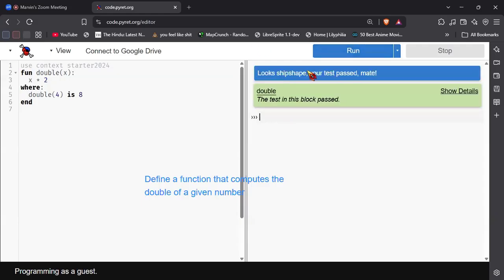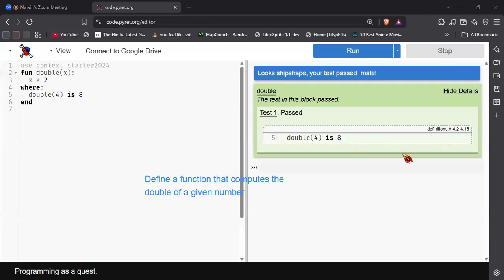Ta-da! We'll see something on the right-hand side. It says the test in this block passed. Looks ship-shape. Your test passed. Can we click on show details? Yeah, so this is a very quick way to make sure things are working as they should. Just click one button and you get a report.